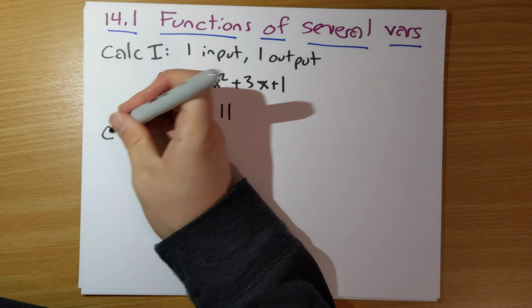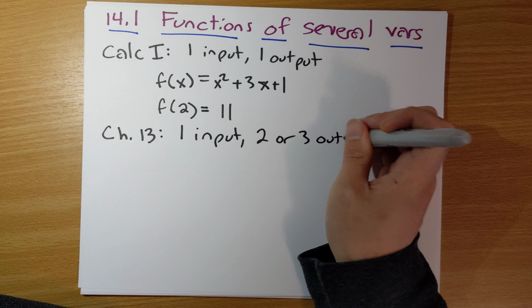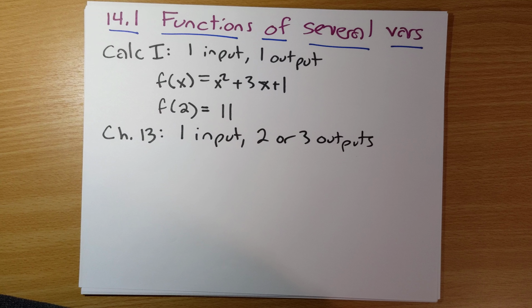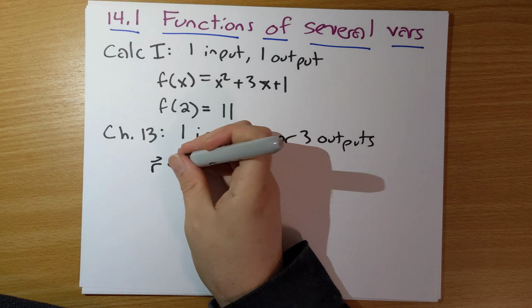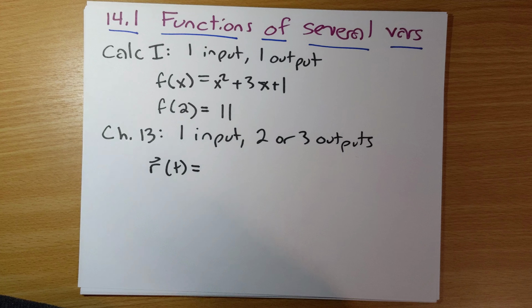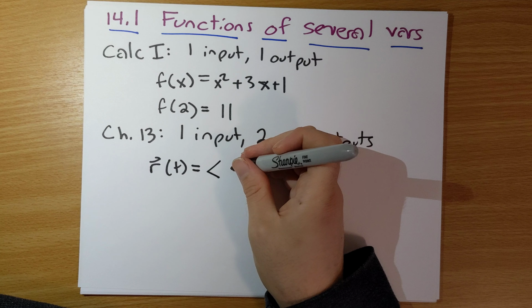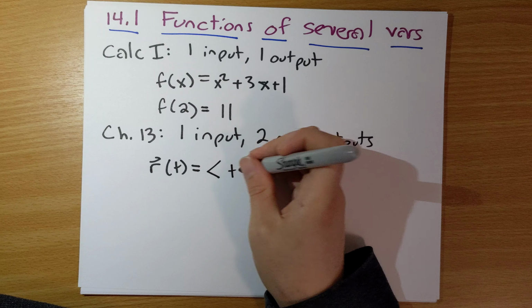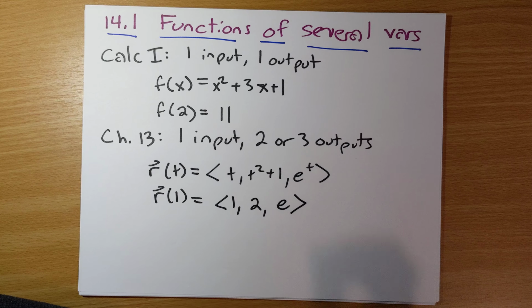In chapter 13, we saw more complicated kinds of functions where we would have one input and 2 or 3 outputs. So as an example of that, we'd have these vector valued functions. r of t is going to be t squared plus 1, e to the t. So r of 1 would be 1 squared plus 1 is 2, and e.